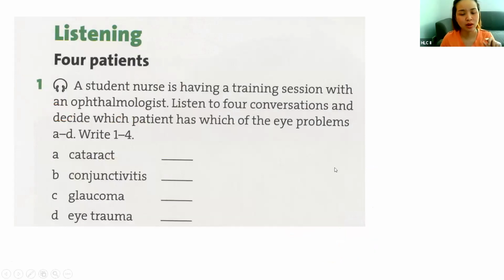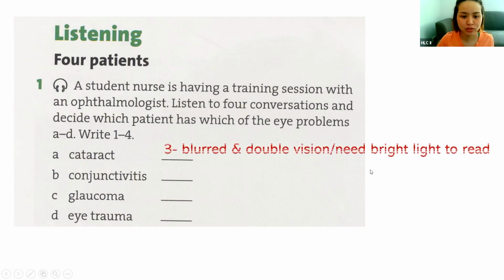Now it's time to answer. So A, cataract. Which patient has cataract? Cataract ก็คือต้อกระจกนะคะ The answer is patient number 3. So if you can remember, this one has blurred and double vision, and this one needs bright light to read.